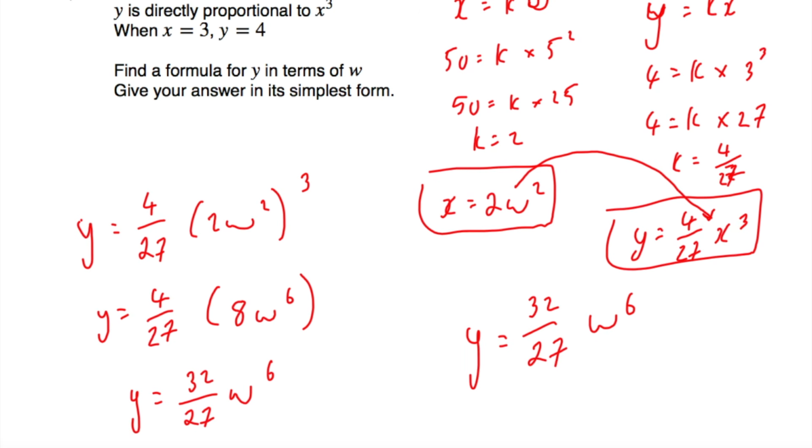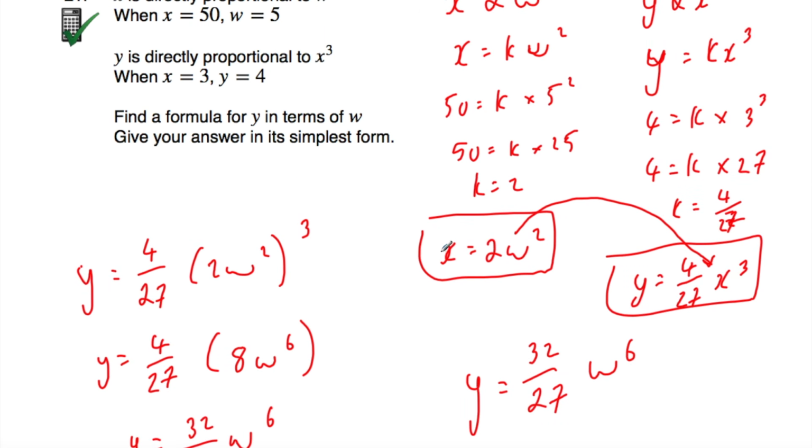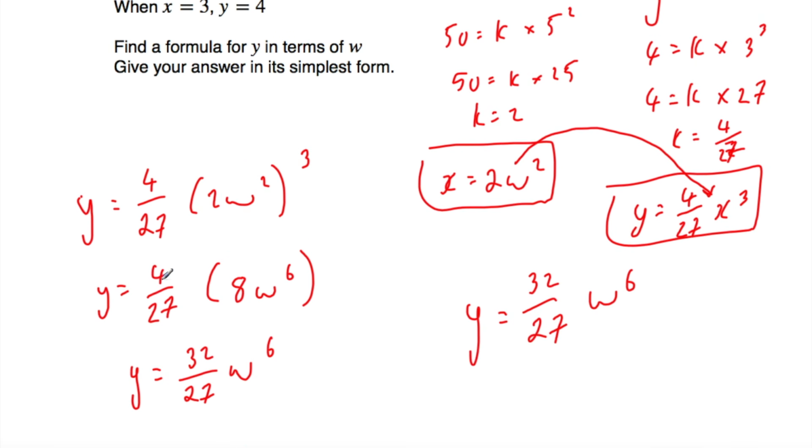So what we did in that question was we found our two formulae. We then found that we had a formula for y in terms of x, but we wanted it in terms of w. So we replaced the x with what the x was equal to, which was the 2w squared. We then cubed that. So we cubed the 2 and cubed the w squared. Remember the power of a power, we times the two powers together. And then we just expanded the bracket. We just times the 8 by the 4 27ths and that gave us 32 27ths w to the power of 6. And that's it. Okay, let's look at our next question.